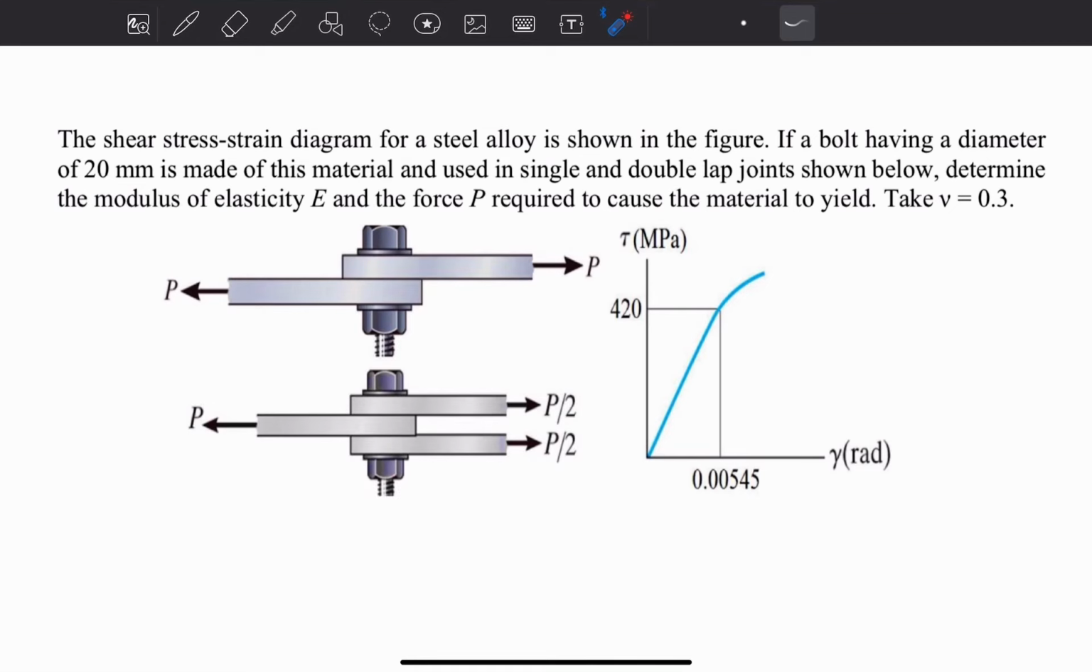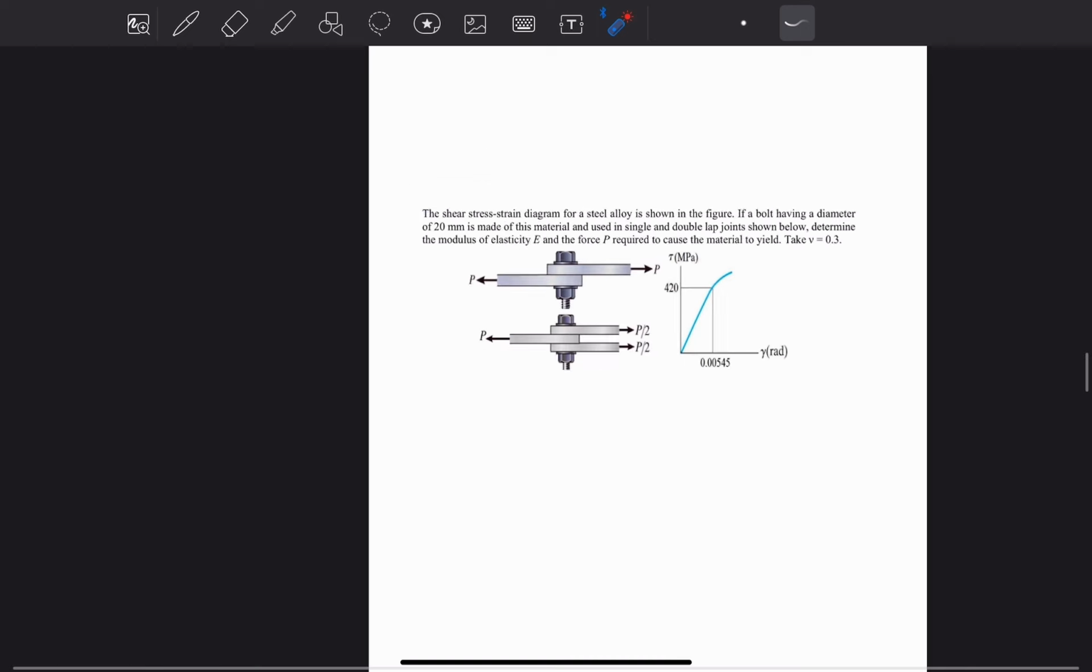Welcome to the fifth example in chapter 3. The question reads, the shear stress strain diagram for a steel alloy is shown in the figure below. If a bolt having a diameter of 20 millimeters is made of this material and used in single and double lap joints shown below, determine the modulus of elasticity E and the force P required to cause the material to yield. Take Poisson's ratio to be 0.3.